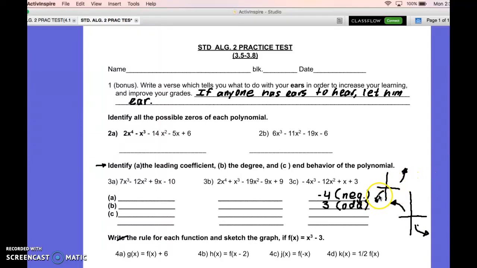Well, this way here would be the odd positive leading coefficient. Okay, so this is for the odd positive. So this way would be what? Odd negative. And that's what we have before us. Odd negative is this way.